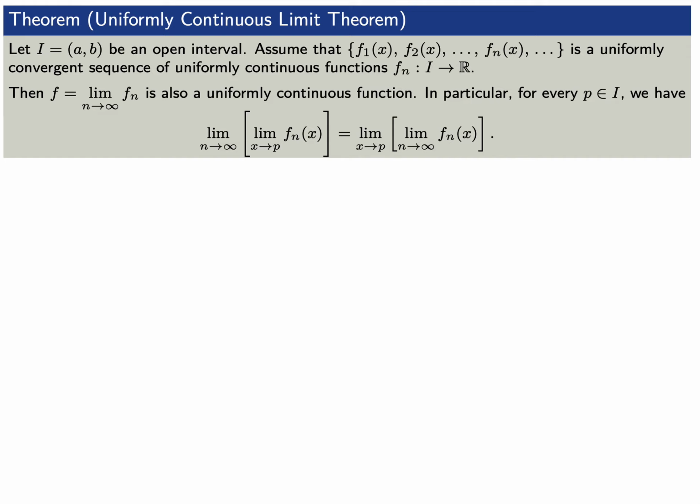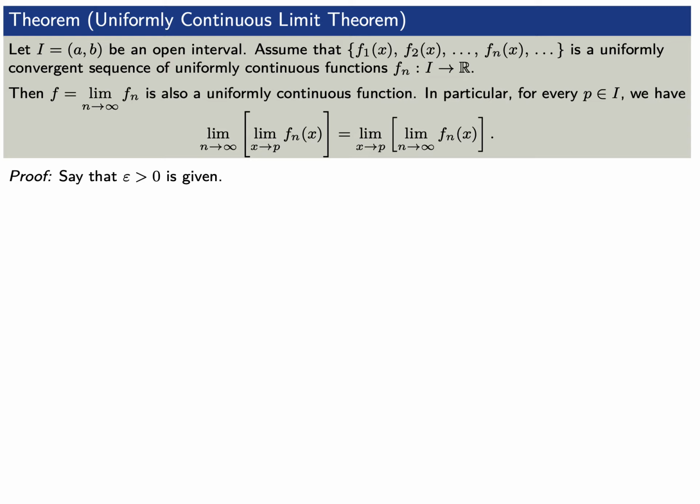Next, let's discuss the uniformly continuous limit theorem. Just like before, let I be an open interval, and let's consider a sequence of uniformly continuous functions f_n, and we'll assume that our sequence is a uniformly convergent sequence. Then the limit f is also a uniformly continuous function, and in particular, for every point p in our open interval, we have the limit as n increases without bound of the limit as x tends to p of f_n(x) equals the limit as x tends to p of the limit as n increases without bound of f_n(x). In other words, we can interchange the limits.